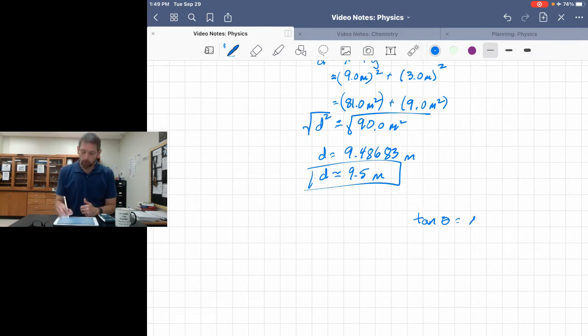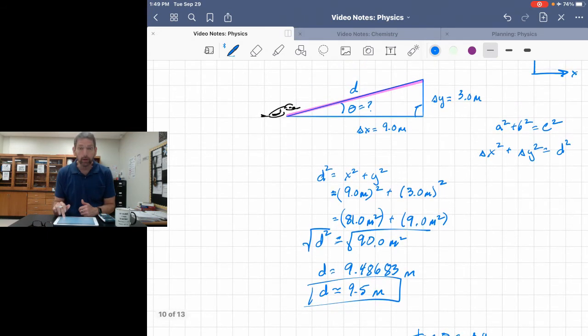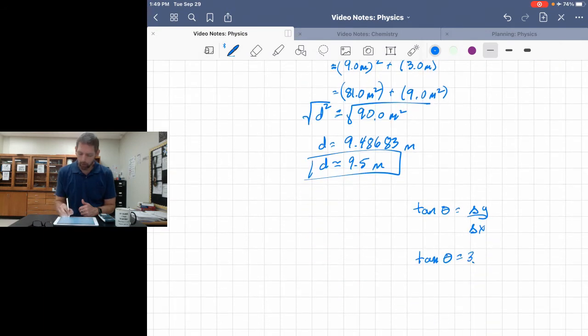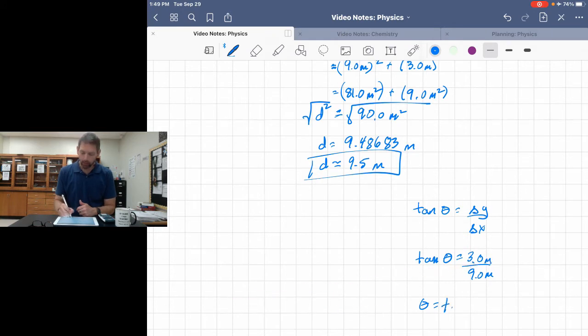So tangent theta equals our change in y over our change in x. Remember TOA, tangent, opposite over adjacent. In this case we see tangent theta, the change in y was 3 meters, change in x is 9 meters. So I'm just going to replace that and put 3 meters over 9 meters. Now to get an angle, you take what is called the inverse tangent. So theta is going to be the inverse tangent of 3 meters divided by 9 meters.